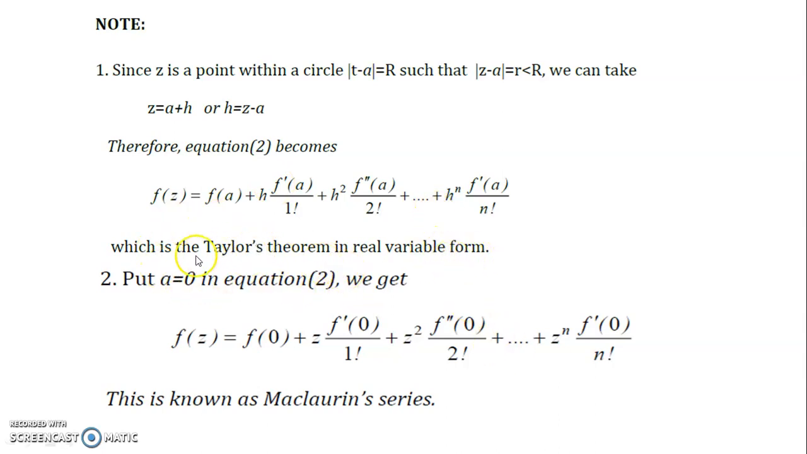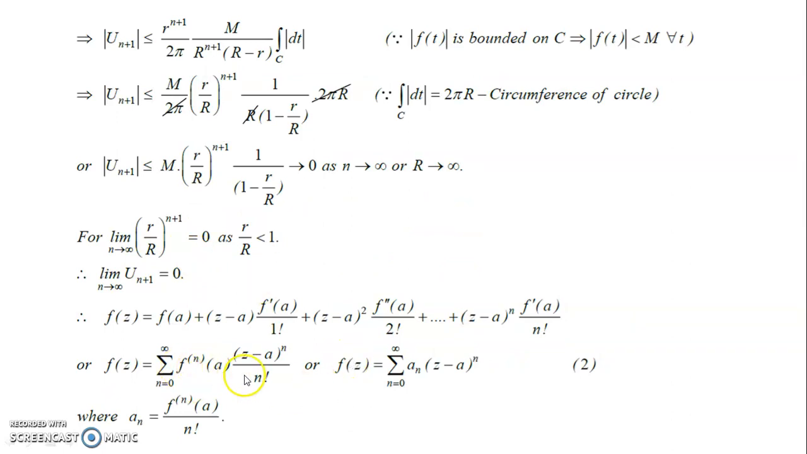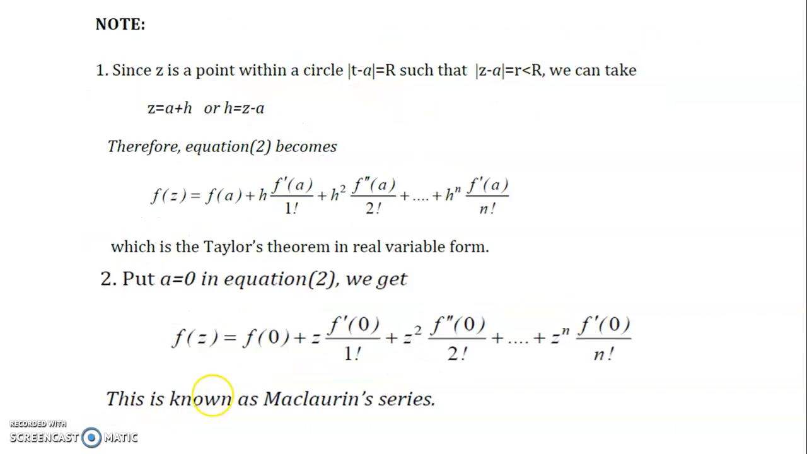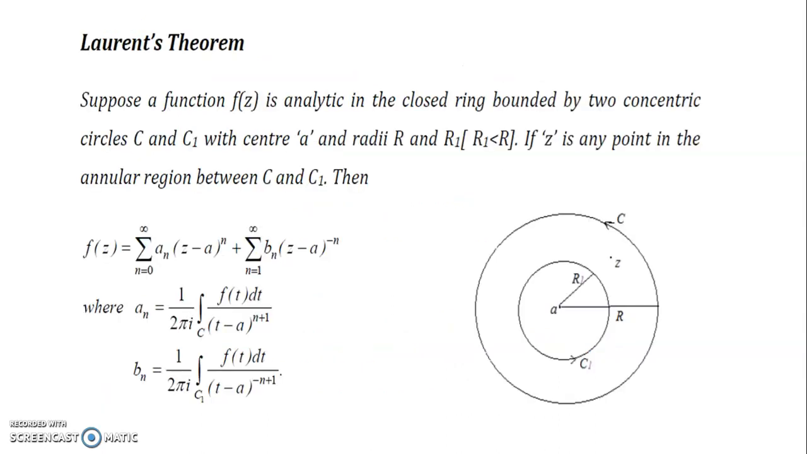Suppose you put a equal to 0 in this expression, this expansion turns out to be the Maclaurin series expansion, which works at the origin. Taylor's theorem, then, is for points apart from the origin. In the next video we shall discuss the Laurent theorem. Thank you.